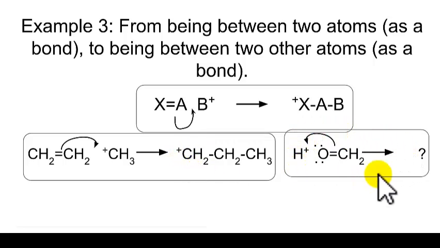Okay, and here's an example that you can do yourself. Notice that a pair of electrons is moving from this double bond into this position between the oxygen and the hydrogen. And those 2 lone pairs on the oxygen aren't affected, but we will have a new bond in between the hydrogen and the oxygen. So I'll let you complete that structure yourself.